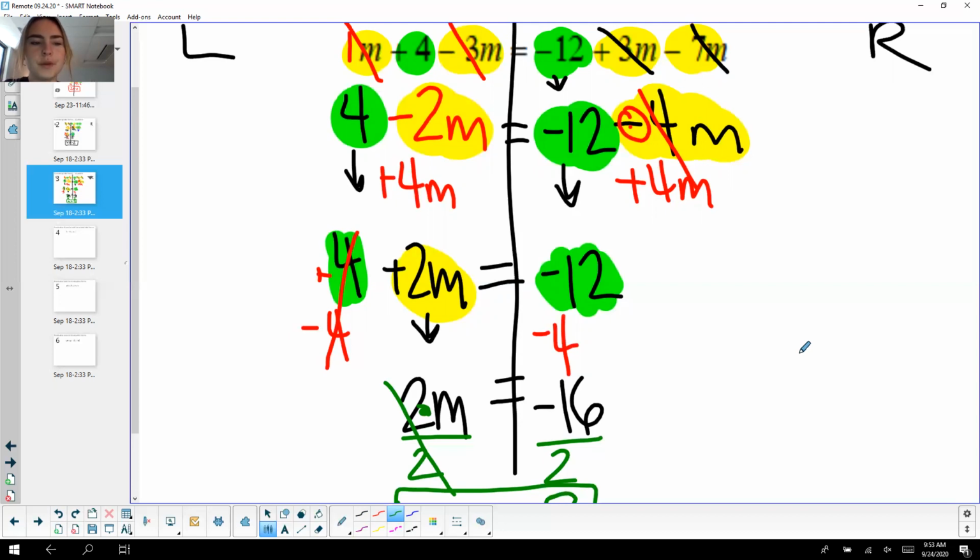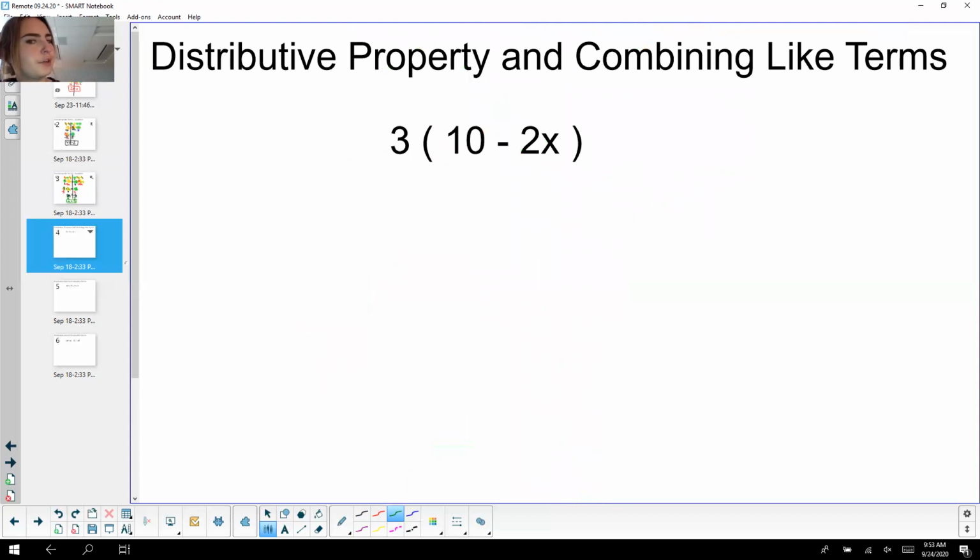All right. So we're going to shift gears a little bit. We're going to move to the distributive property and combining like terms. So yes, we're still doing the combining like terms stuff, but I wanted to review the distributive property with you guys. So on Thursday of last week, we discussed the distributive property a little bit. So we reviewed this skill.